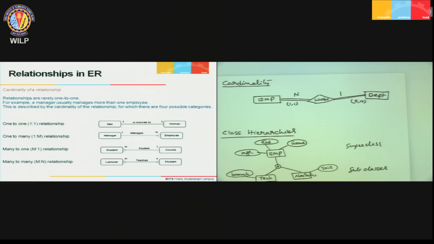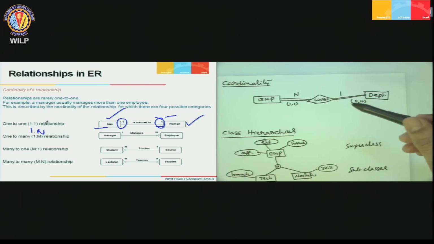First, let us have a look at one-to-one relationship. This is man marries woman. Suppose the rule says that each man can marry only one woman, and one woman can marry only one man. In such a case, one instance of the woman entity type can marry only one man, and one instance of the man entity type can marry only one woman. This is a one-to-one relationship. Sometimes it could be 1 to m, or we also write it as 1 to n, which is also correct.